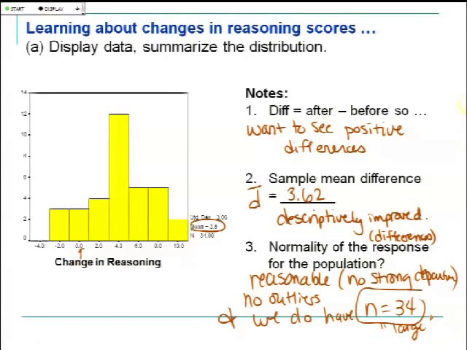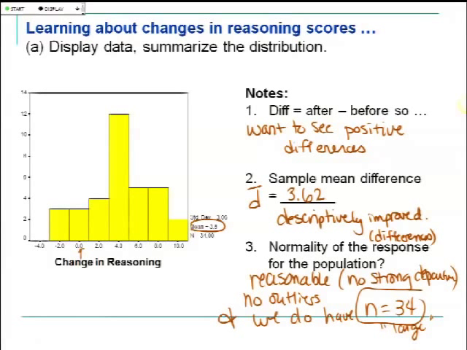Here's a good question that students trip up on exam 2. I have data here on the reasoning scores, after and before. I could make two QQ plots for you: a QQ plot of the after scores and a QQ plot of the before. But I'm not really looking at the normality of each of those. I'm looking at the normality of the differences. I would make one QQ plot of the differences here to show.